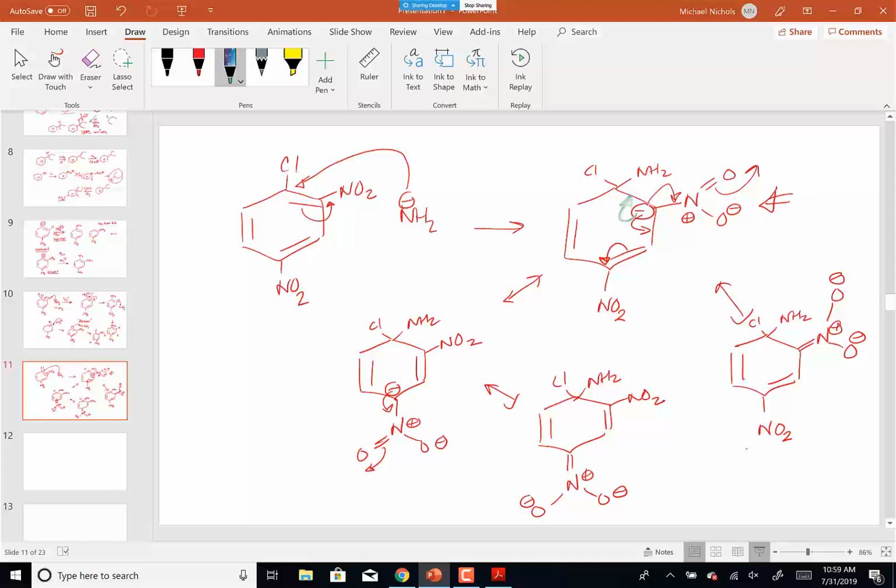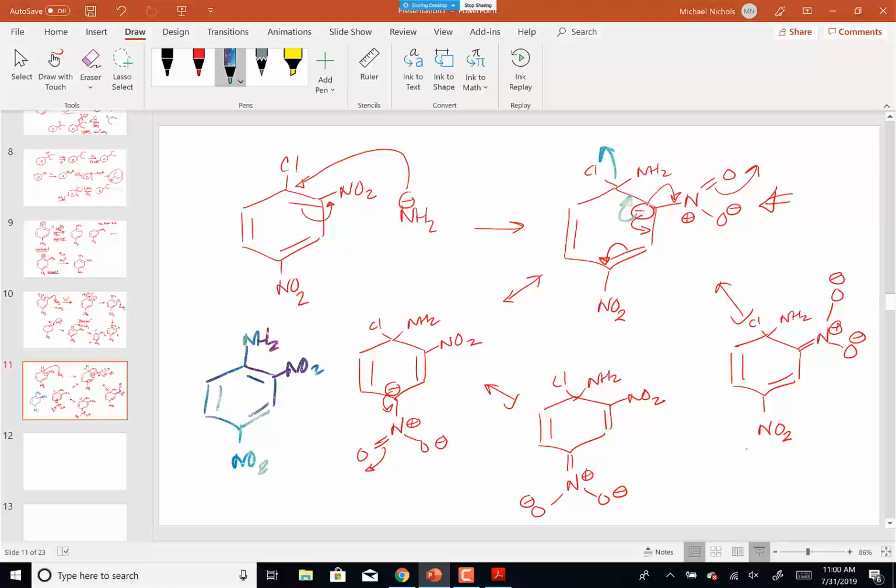What makes a good leaving group? There's only one thing. A good leaving group is a weak or poor base. So which one's a weaker base? Cl minus or NH2 minus? It's no question. Cl minus. So then the Cl minus is a better leaving group, and so it leaves. And so what do I end up with? I end up with the final product, which now has the NH2 substituted for the Cl.